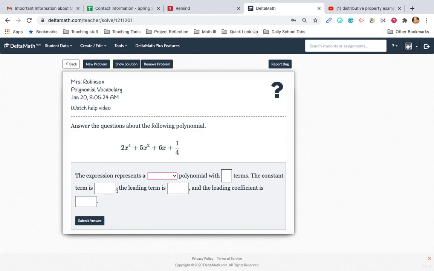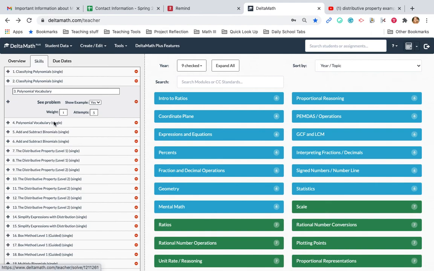The constant term is always the number without a variable. The leading term is the term with the highest exponent. Oop, that's the highest exponent, so that whole thing would be the leading term. And the leading coefficient would be the number in front of the leading term, so that would be just the 2. Okay? So a couple of those just to practice.